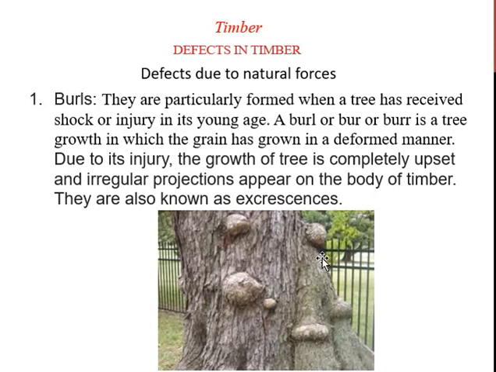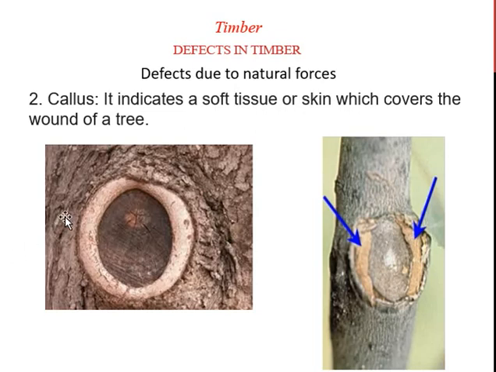As you can see from this depictive photo, these are the bulbs, which are bump type structures that grow on the surface or bark of the tree. If such defects are seen on the timber, then it comes under the category of bulbs. The next type of defect is known as callus.